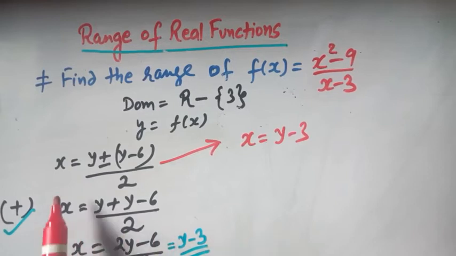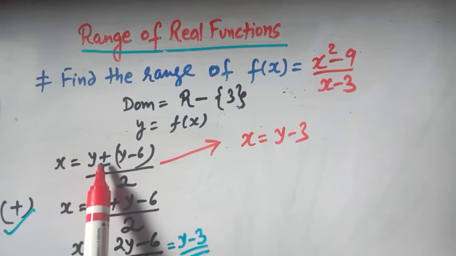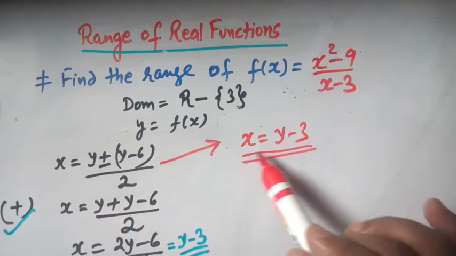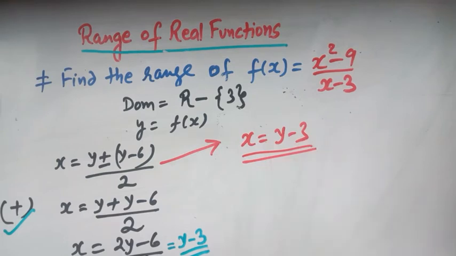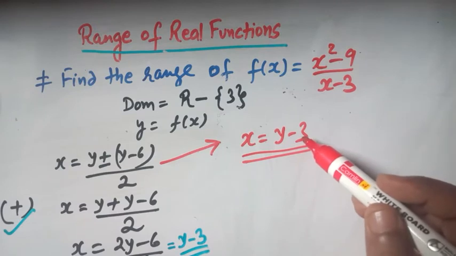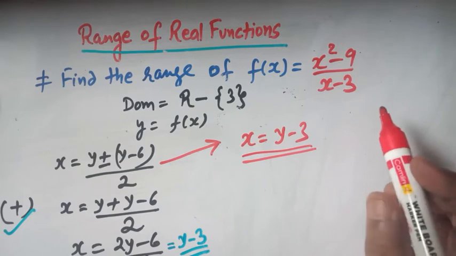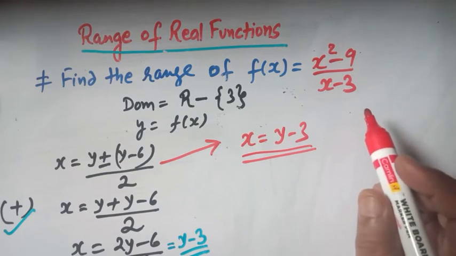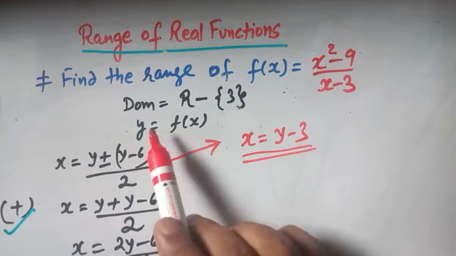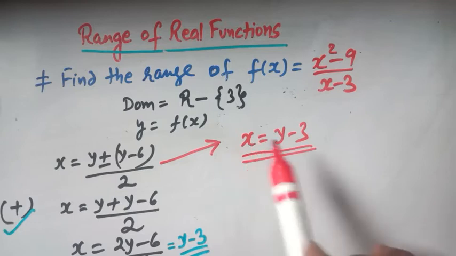Now here we have an interesting point. By solving x is equal to y plus minus y minus 6 over 2 and taking the positive sign, we have got this equation. Now what does this equation tell? At first glance, this equation tells that the range is the entire set of real numbers, but this is not true. Why? Because x cannot take value 3.